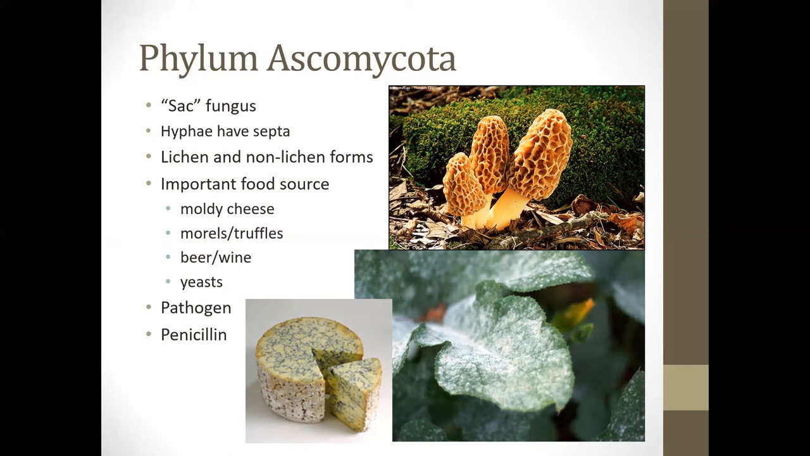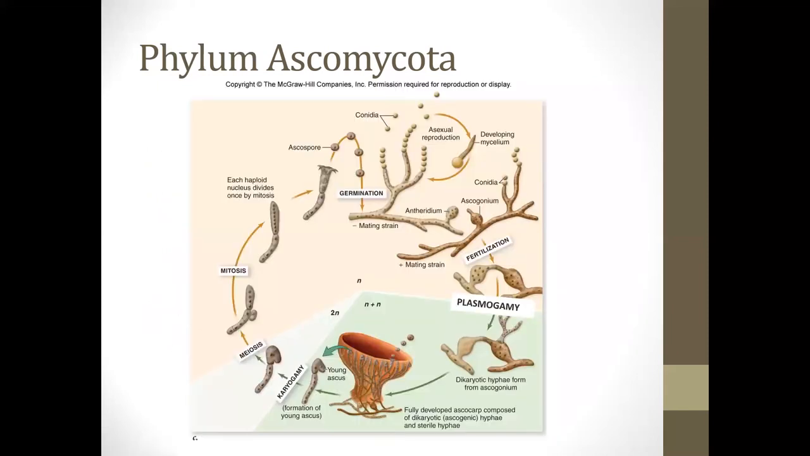Now, a lot of the organisms that fall under this phylum are used by humans to make different types of food. A lot of the fungi that make moldy cheeses, or the fungi that we eat, like morels and truffles, or the fungi that we use to make beer and wine, or yeast itself, are all part of the Ascomycota phylum. And there are some ascomycetes that are pathogenic, meaning they can harm us, and there's even some that we use for medicine, like Penicillium. Penicillium is a type of ascomycete that makes penicillin.